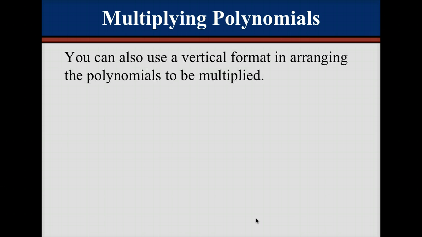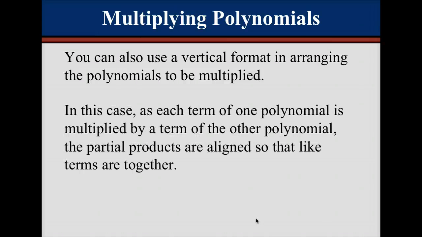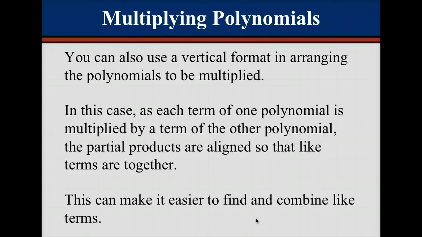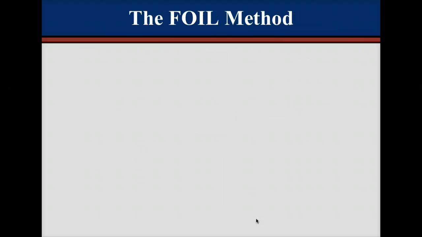You can also use a vertical format in arranging the polynomials to be multiplied. In this case, as each term of one polynomial is multiplied by a term of the other polynomial, the partial products are aligned so that like terms are together. This can make it easier to find and combine like terms. So if you're having trouble locating like terms, this may be an idea for you.